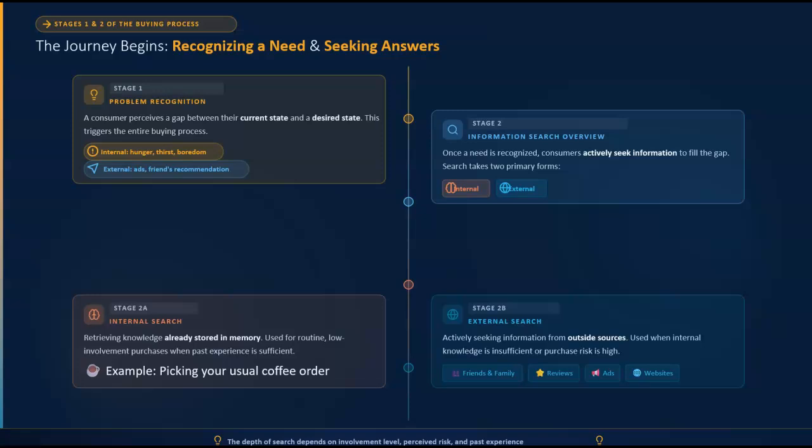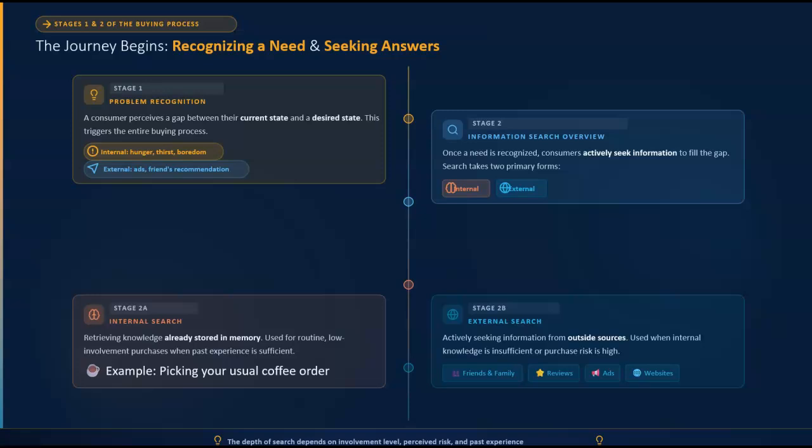When we're recognizing a need and seeking answers, stage 1 is when we recognize the problem, which is we perceive a gap between our current state and a desired state. This triggers the entire buying process. Example, your internal, maybe you're hungry, it's lunchtime, you're thirsty, it's been hot all day, or maybe you're just bored. And then externally, maybe you saw an ad on social media, or maybe your friend recommended, hey, go see this movie, it's really cool.